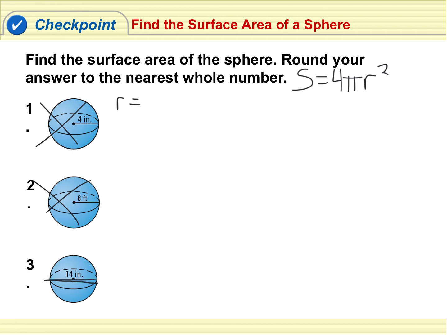It gives us the whole diameter. We need the radius. What is it? 7. We have everything? Yep. Plug it in. Radius. So we have 4 pi. What do I have to remember to do to the radius?